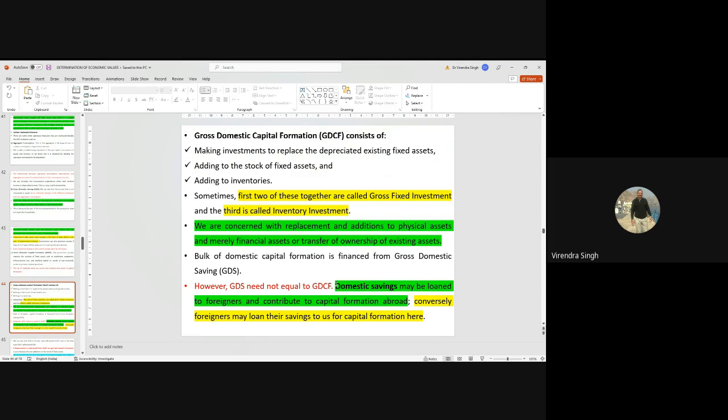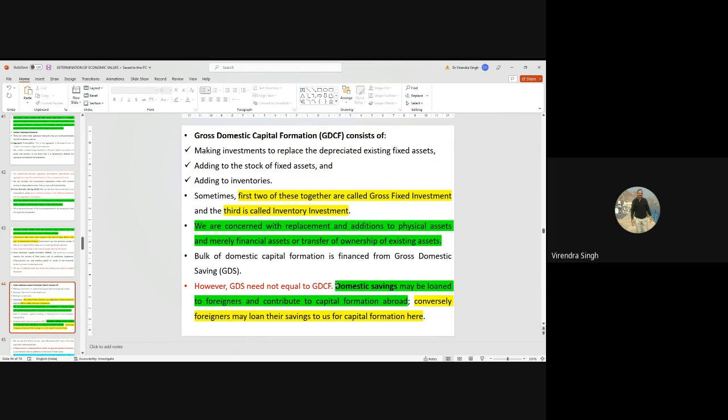Sometimes the first two of these together are called gross fixed investment. The first two, addition to the fixed asset and the replacement of a depreciated existing asset, are called gross fixed investment. And the third one is called inventory investment. So we are concerned with the replacement and addition to the physical assets, and not merely financial assets or a transfer of ownership of existing assets.